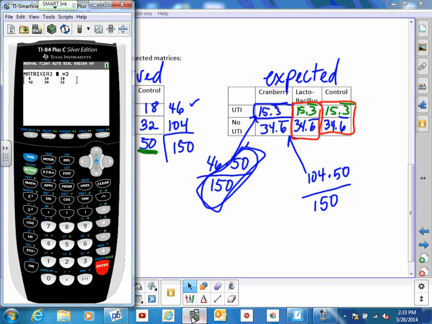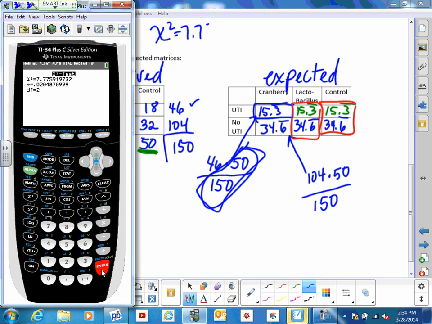So we get to now go straight away and run the test. We're going to go stat, over to test, go up to chi-squared and hit enter. So the observed is in matrix A. Now, you're welcome to make a matrix B with the expected, but you don't have to. It's formula-based. It's not relying on what somebody tells it to do. It will make up the expected and paste it in there for you. So that's all good. Calculate. And there's our pertinent information. Chi-squared value is 7.78, the p-value is 0.02, and the degrees of freedom is 2.